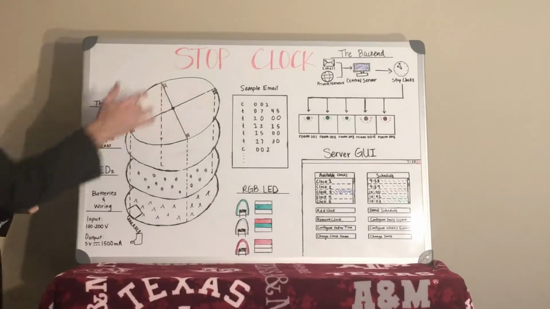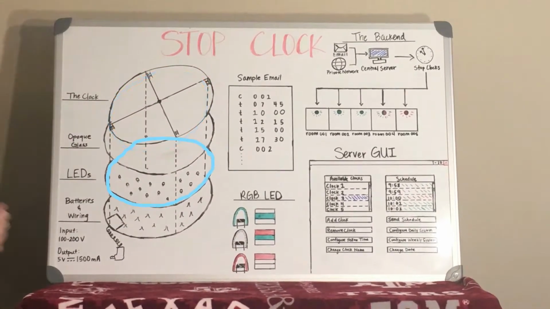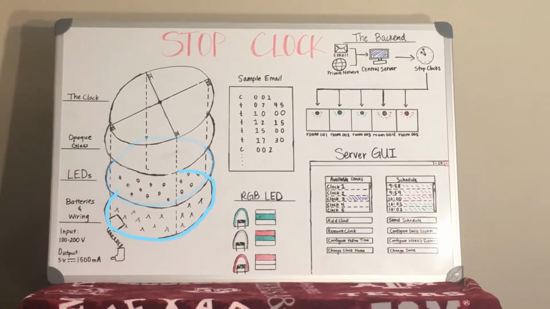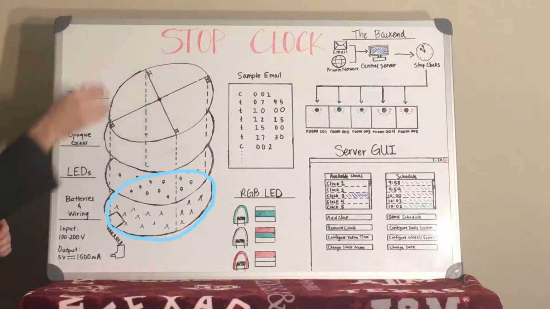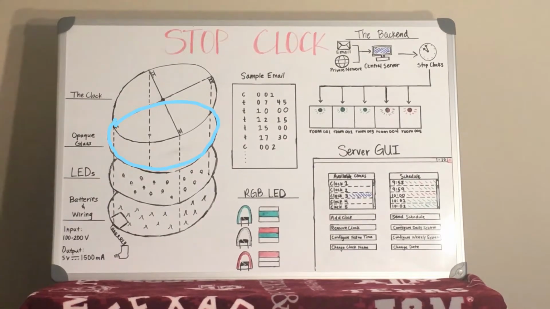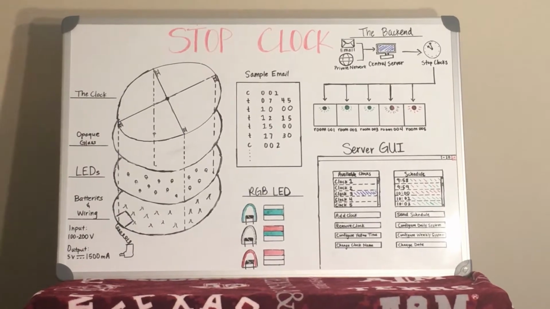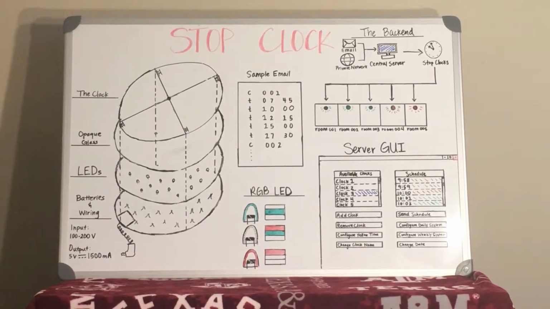So you have your face of the clock, you have your little RGBs here, and then you have all the wiring in the back. And in between the RGBs and the face, you have this opaque piece of glass so that the light just looks like one unit and it just looks cleaner. So you can't see all the little RGBs in the middle.